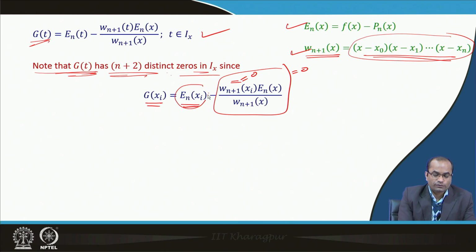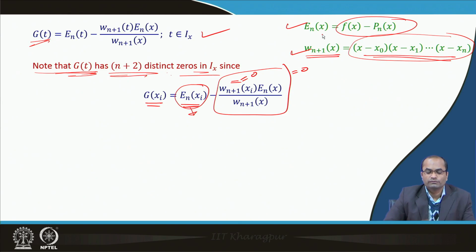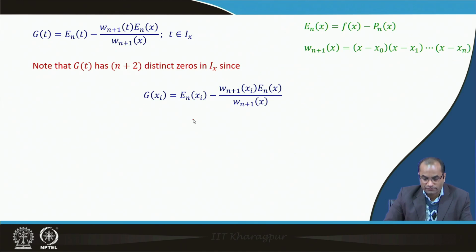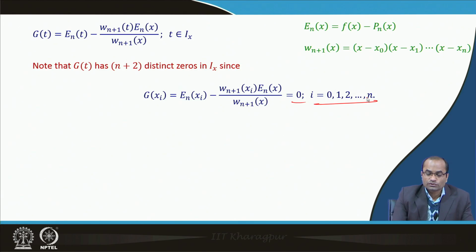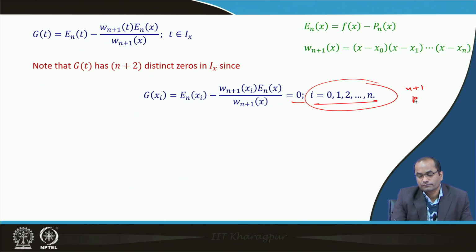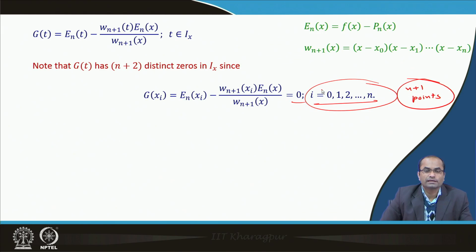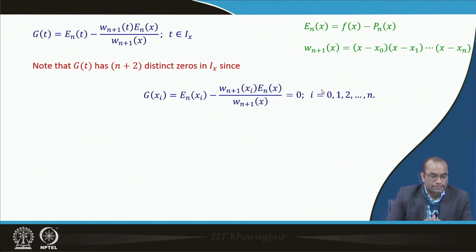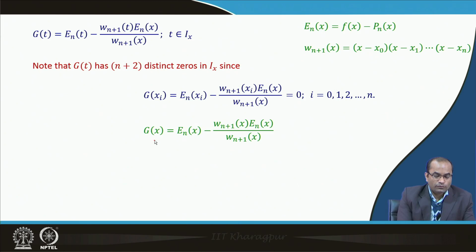Now, coming to the first one, E_n(x_i), the error at x_i, naturally that will also be 0, because x_i is the nodal point. So, this is also 0, and 0 minus 0 is 0, so everything is 0 here for all i = 0, 1, 2, 3 and so on up to n. So, there are n+1 points where g(x_i) vanishes, g vanishes. So, there are n+1 distinct points we have discussed, and one more point, that is x, which we fixed at the beginning. It is an arbitrary point, but fixed.